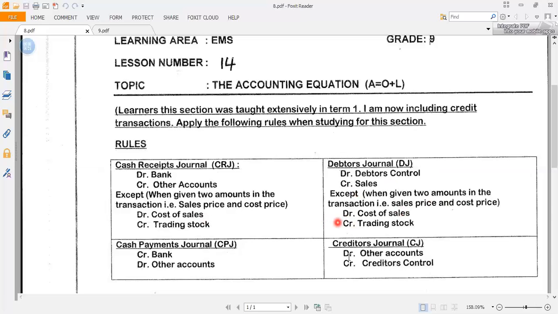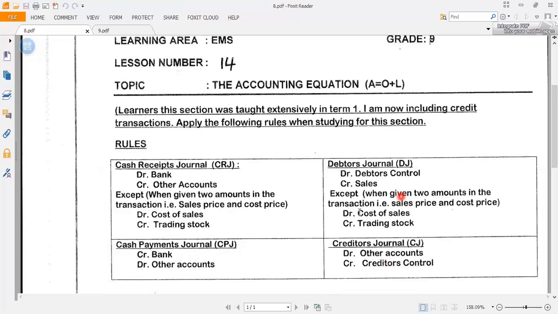Okay, learners? So in my creditors journal, you always debit other accounts and you're going to credit creditors control. Can you see that? Here it would have been debited other accounts, credit bank. So basically for these, creditors control is replacing bank. And here, debtors control is going to replace bank. Can you see that, learners?